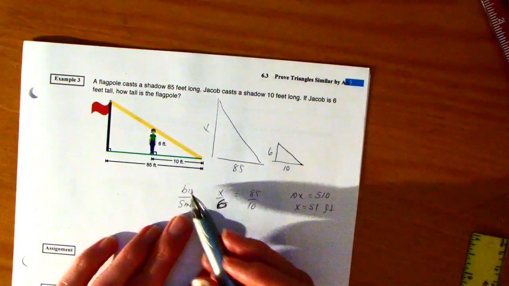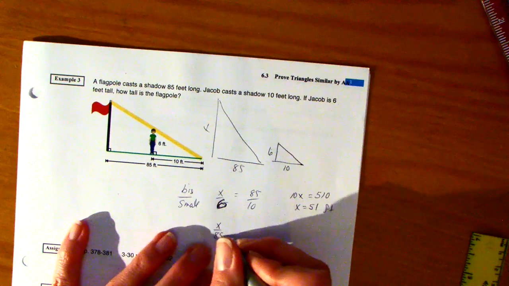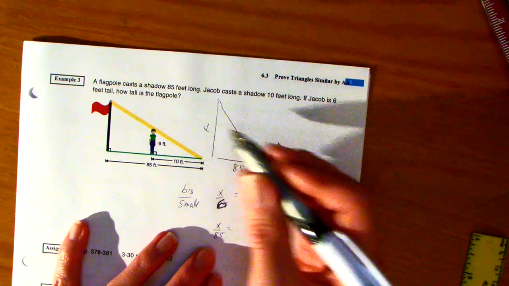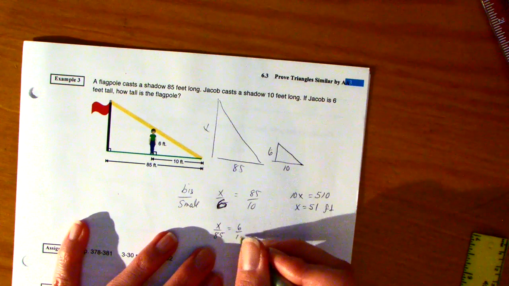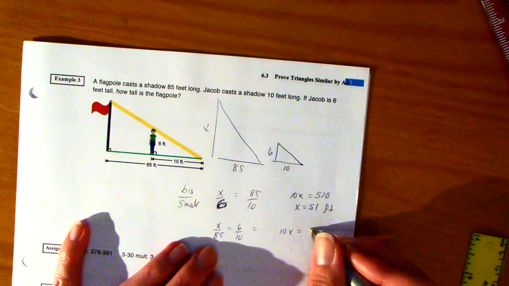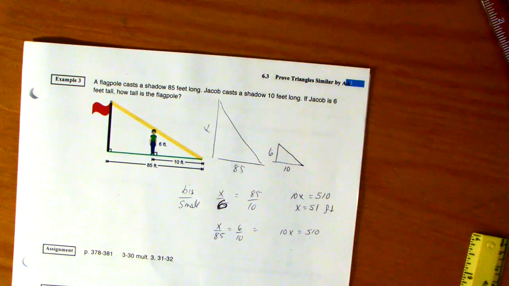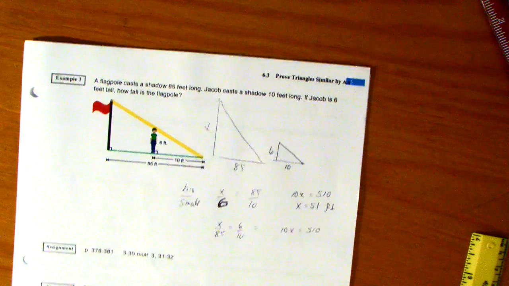Now, what if I didn't set it up big to small? What if I said x to 85? So if I go this way, so height to length, I have to do height to length. What's going to happen? 10x is equal to 510. So you'll end up getting the same thing depending on how you set it up. But just make sure, however you set it up, the ratios will be similar.